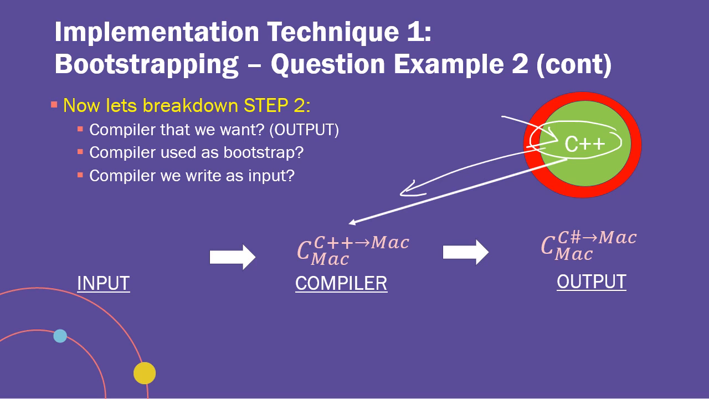So from this input-output display here, we can compute that the compiler that we will write as input would be a compiler that translates from C# to Mac, but it is written in C++. So this is how we do bootstrapping in 2 different steps. For the first step, we use C to come up with C++, and for the second step, we use C++ to come out with C#.